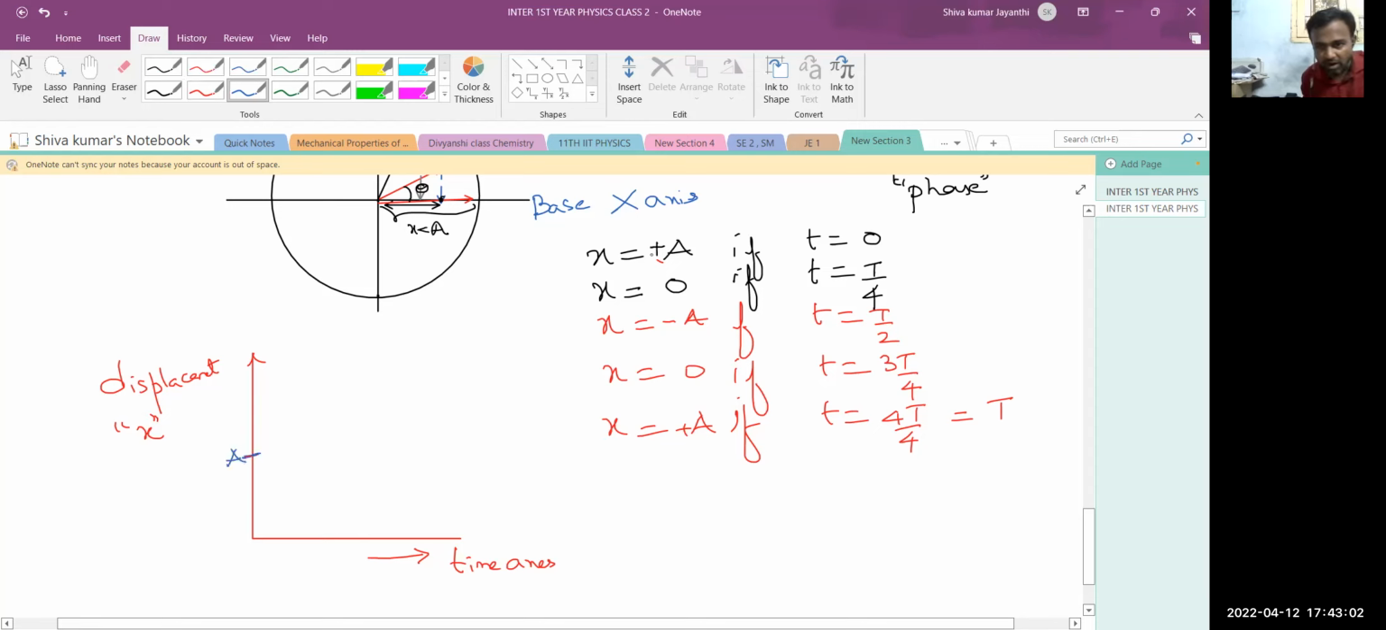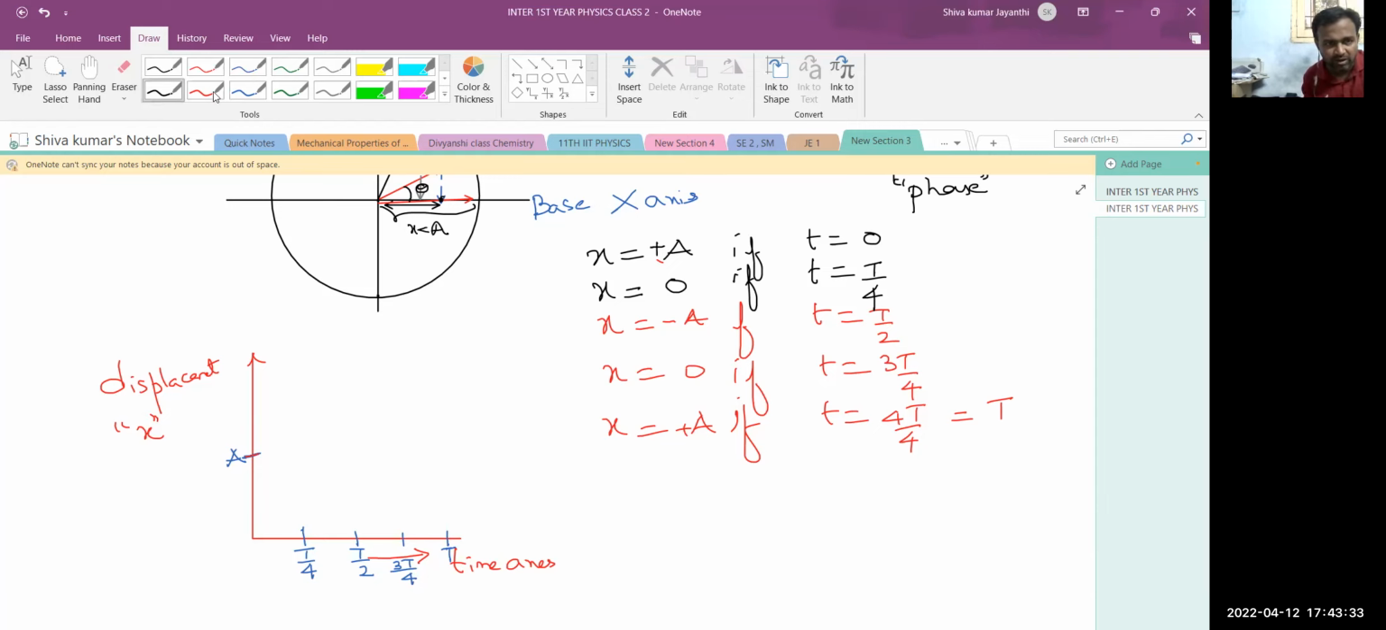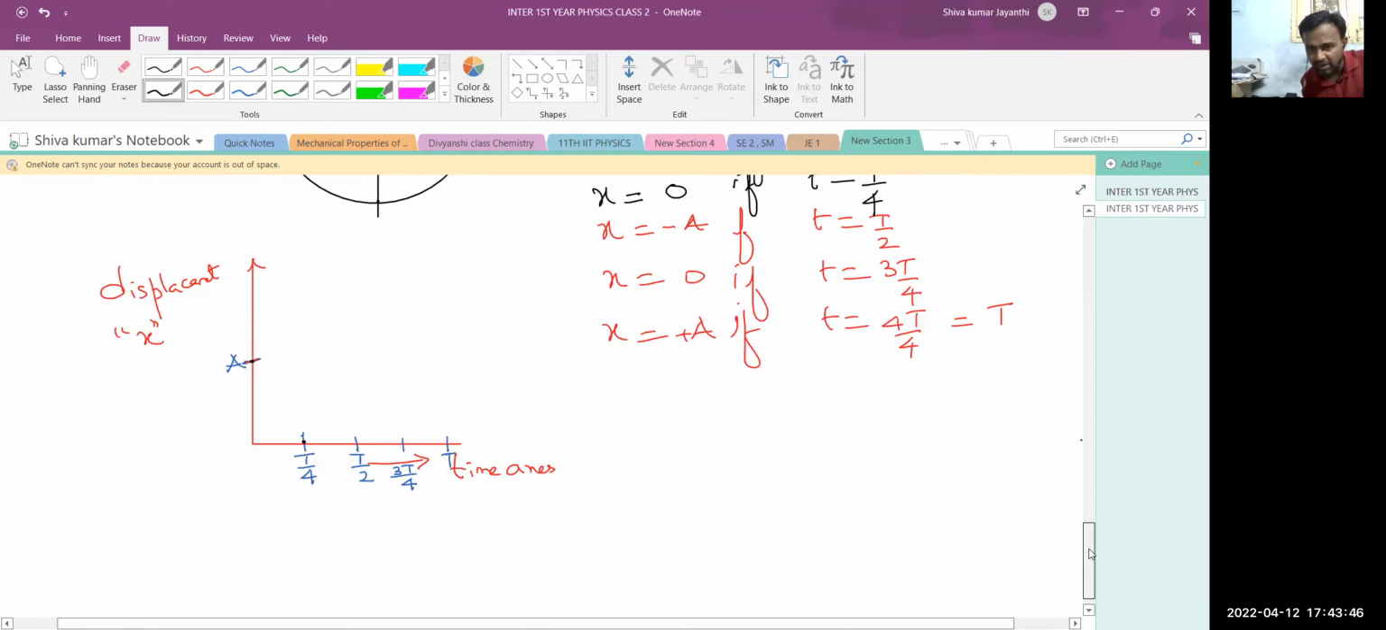A. Then at t equal to T by 4, I will divide this time axis into four parts, for our simplification. I'll call this T by 4. The next coordinate will be T by 2, then 3T by 4, then total capital T. Did you understand that? The first point I'll mark with black color. So the first point will be this. Second, x equal to 0 when t equals T by 4, so my second point will be here.